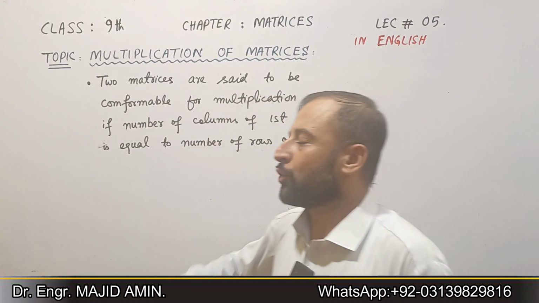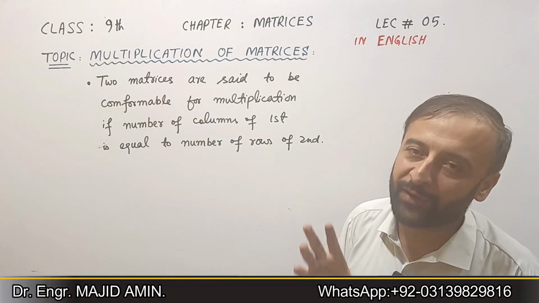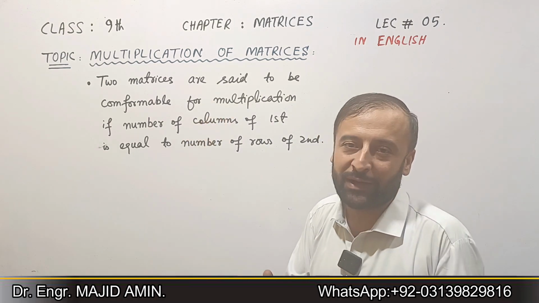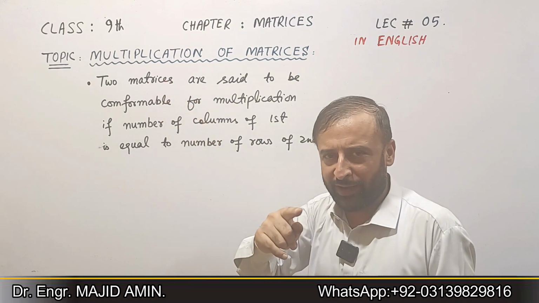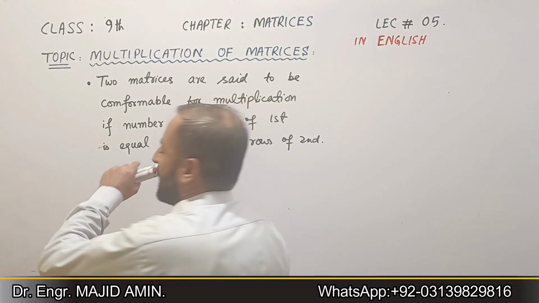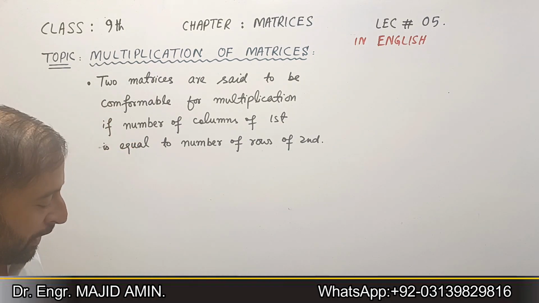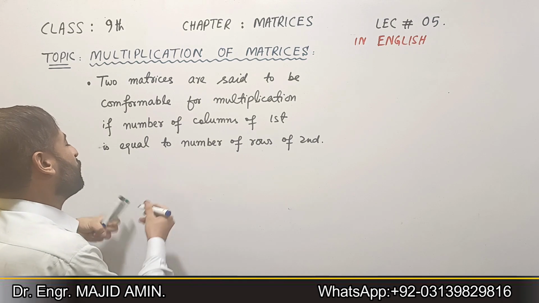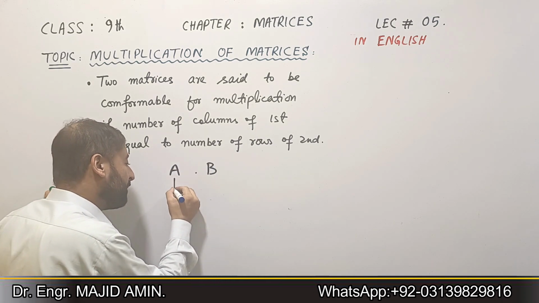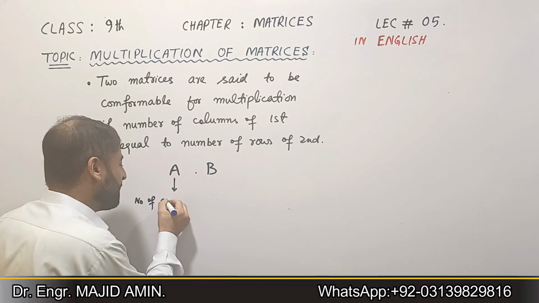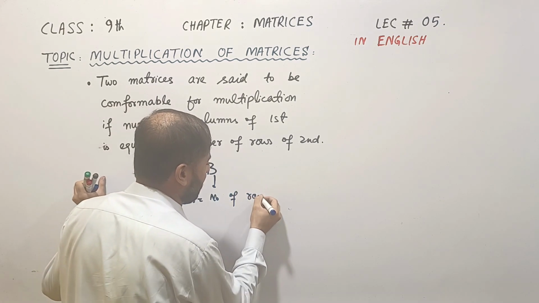Okay, students. Two matrices. Let's say those matrices are A and B. Two matrices are said to be conformable for multiplication, or fit for multiplication, or suitable for multiplication, or you can say the multiplication of two matrices is possible if and only if number of columns of first matrix is equal to number of rows of the second matrix. So my dear students, let's say these are two matrices A and B. The condition for multiplication is that number of columns of this is equal to number of rows of this matrix, second matrix.